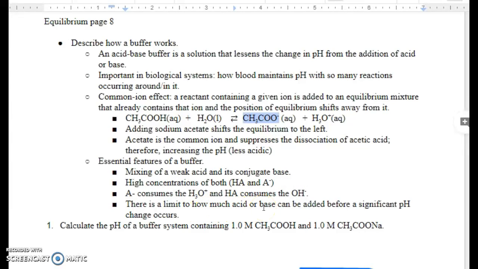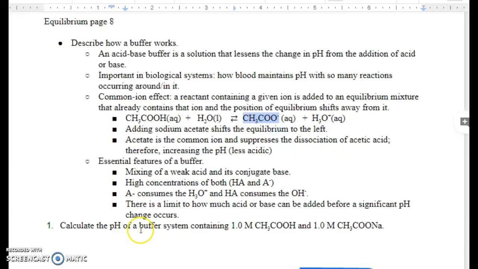Again, there are mole ratios that you have to deal with. If we have too many moles, we need to make sure that we don't overload the system. If there's just too much acid or too much base, it will eventually cause the pH to change rapidly. And again, in biological systems, that can be devastating.